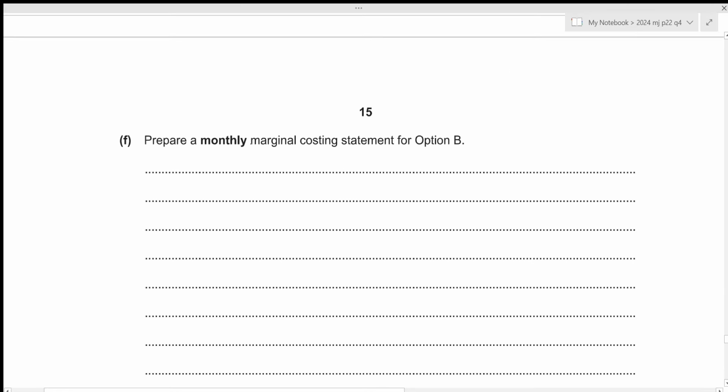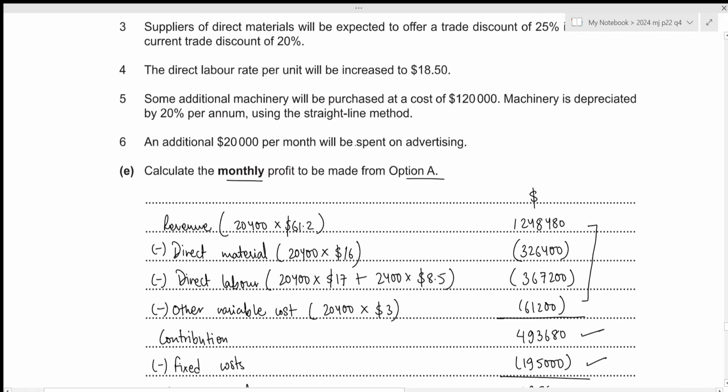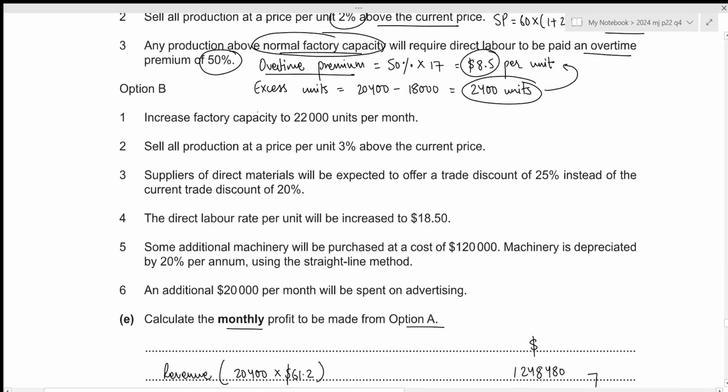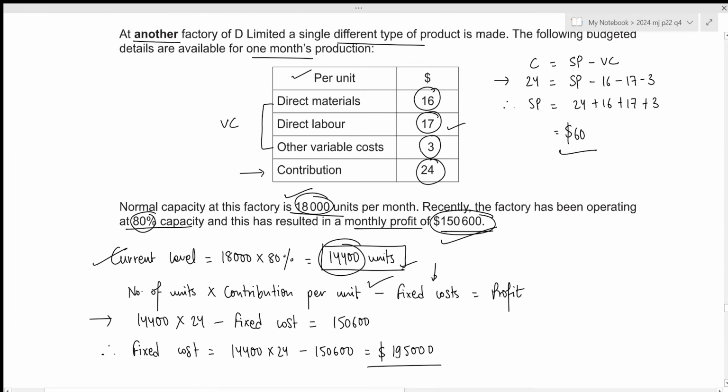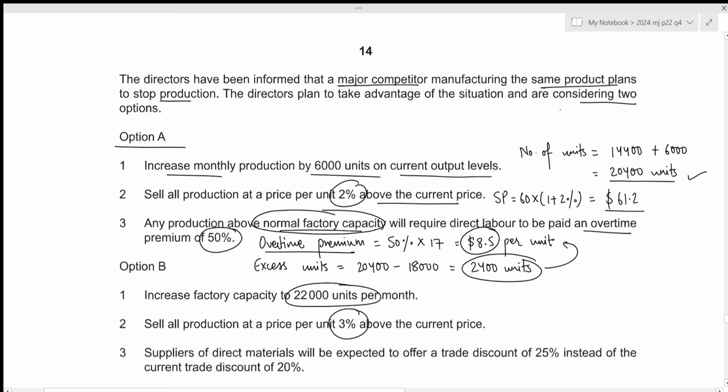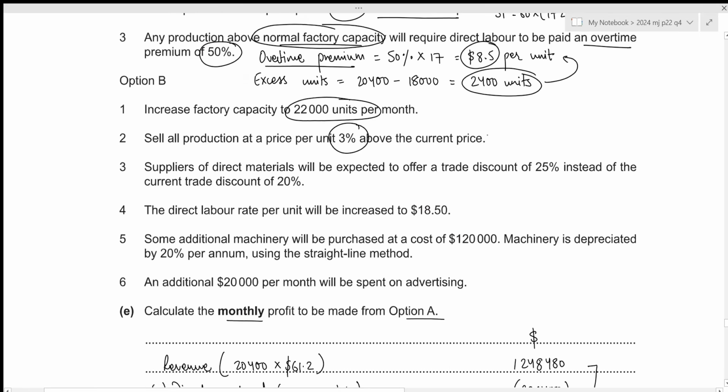For the next one, we need to prepare a monthly marginal costing statement for option B. Let's go over the additional information given for option B. We need to increase factory capacity to 22,000 units per month. So this will be our new number of units under option B. We will be selling all production at a price per unit 3% above the current price. In this case, the current price was 60 per unit. So now we need to increase it by 3%. So the new selling price will be 60 times 1 plus 3%, which results in the value of 61.8.